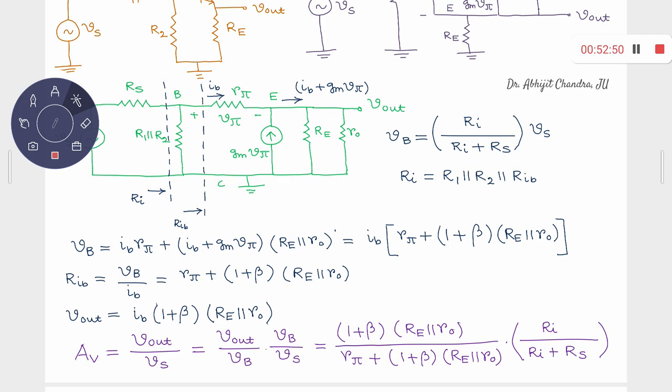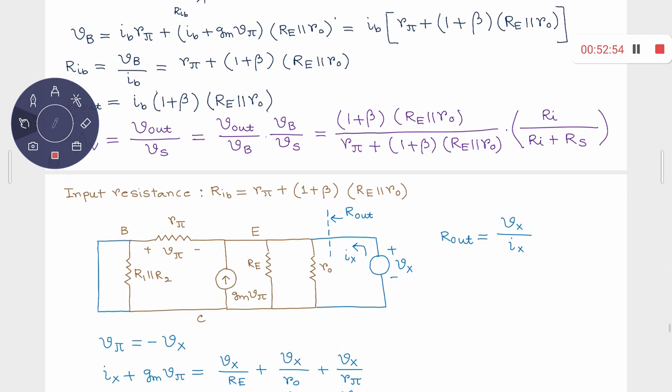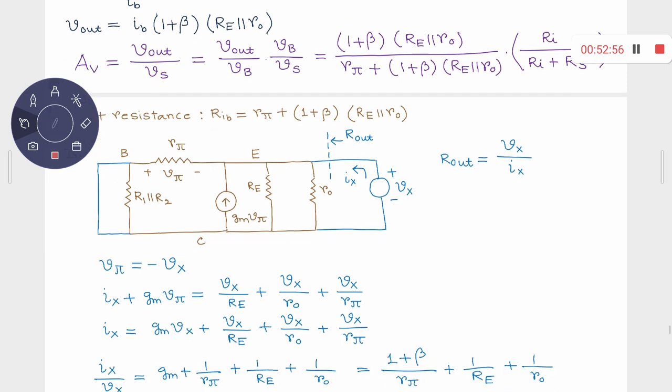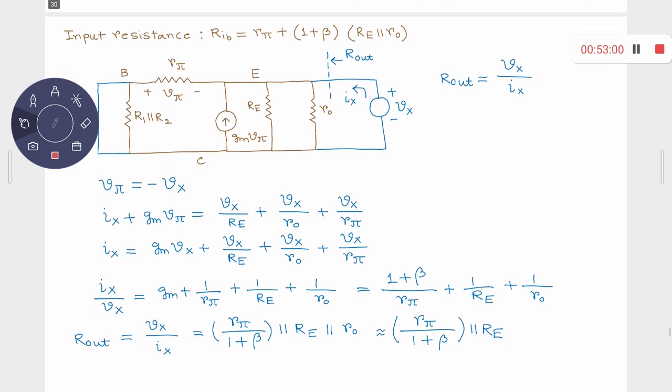Is there any other advantage? Okay, so input resistance, we have already done this calculation. Going to the details. Output resistance, and the output resistance calculation now. Input resistance, we have already seen: r pi plus (1 plus beta) times RE parallel ro. Right? And now comes the output resistance.